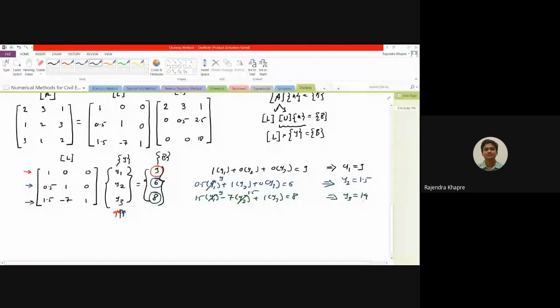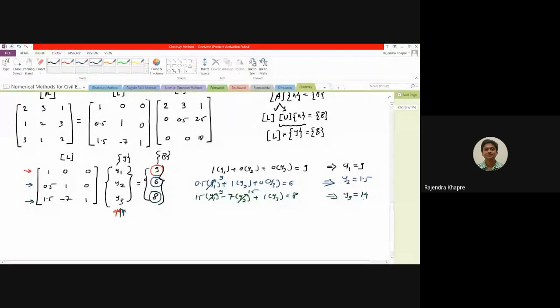Okay, someone please verify all these values. Is it correct? The last value is wrong. Yeah, the last value should be 5. Okay, please check your calculations.